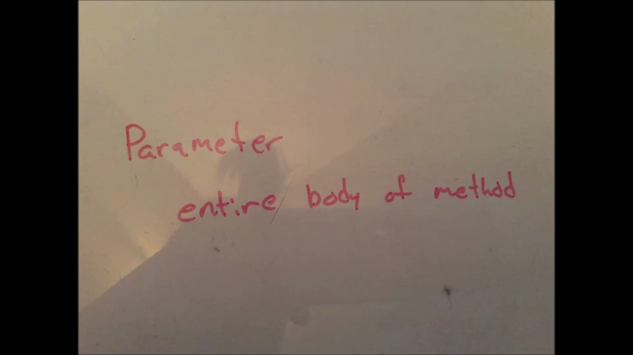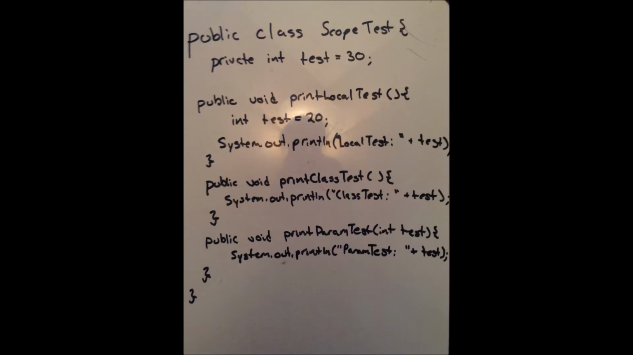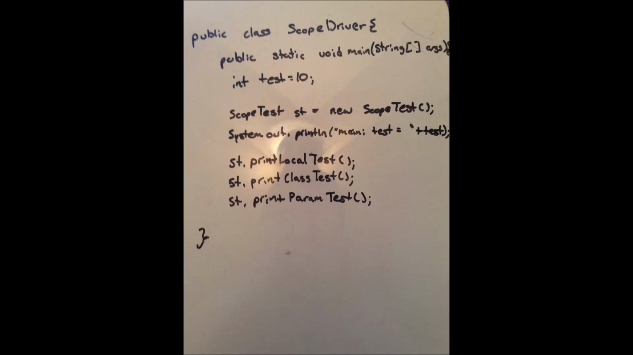The class ScopeTest is created with 3 methods. The results show the following about the scope of the variable test. Within the scope of main, the value of test is 10, the value assigned within the main method. Within the scope of printLocalTest, the value is 20, the value assigned within the printLocalTest method. Within the scope of printClassTest, the value of test is 30, the private value assigned to ScopeTest, because there is no value given to test within the printClassTest method. Within the scope of printParamTest, the value of test is 40, the value sent to the printParamTest method.